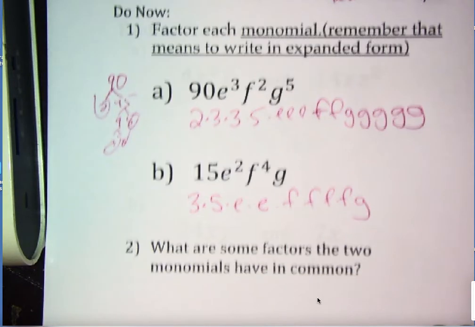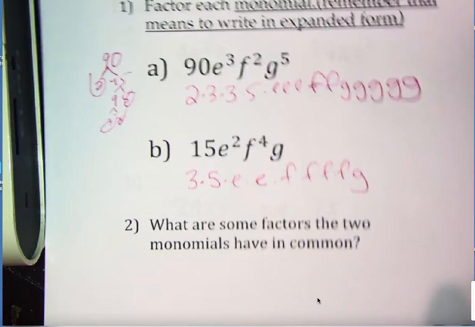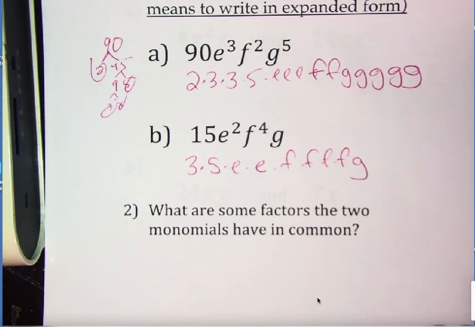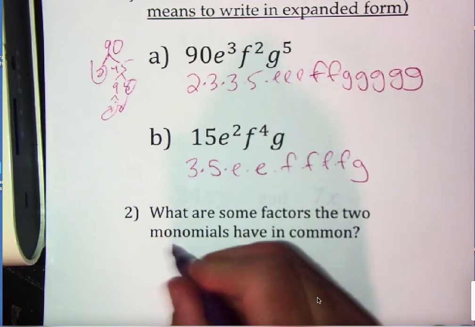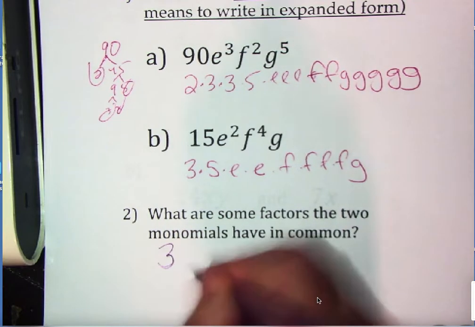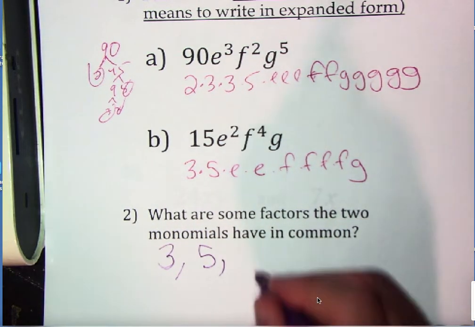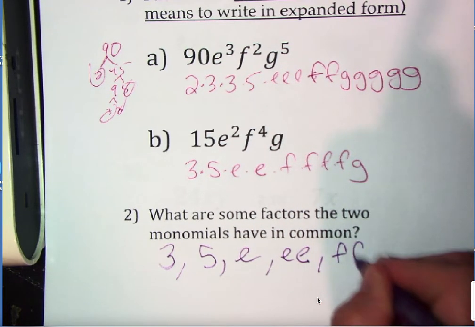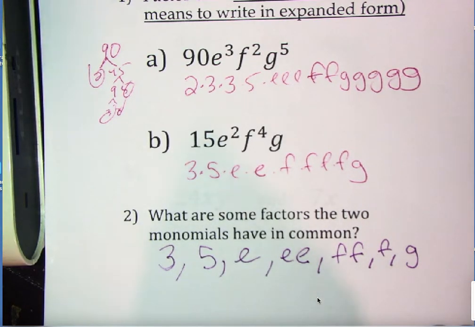So what are some factors the two monomials have in common? Which I told you I wasn't going to ask you, but I just wanted to see it. So people throw out ideas. Well, they have 3 in common. I'm like, yes. They have 15. They have 5 in common. Totally. They have E in common. They have EE in common. They have F in common, or just an F in common. They have a G in common, right?